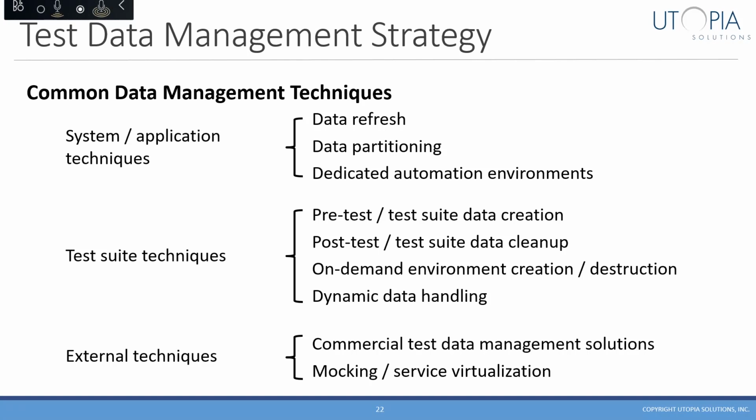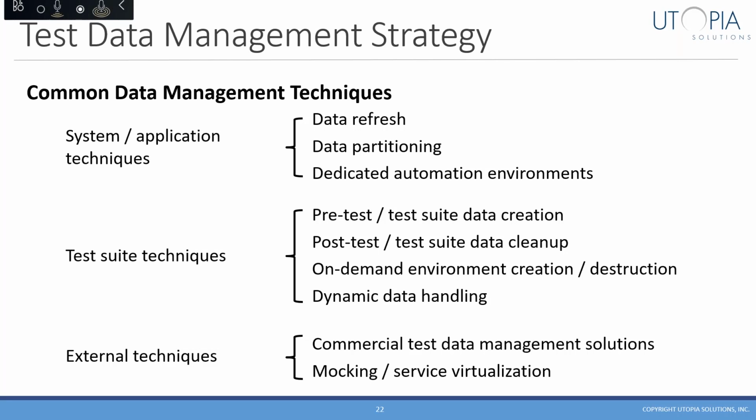And similar to having dedicated automation environments, but with the added twist that we're creating test environments in the state we need, we can create them on demand and perhaps blow the environments away when we're done.